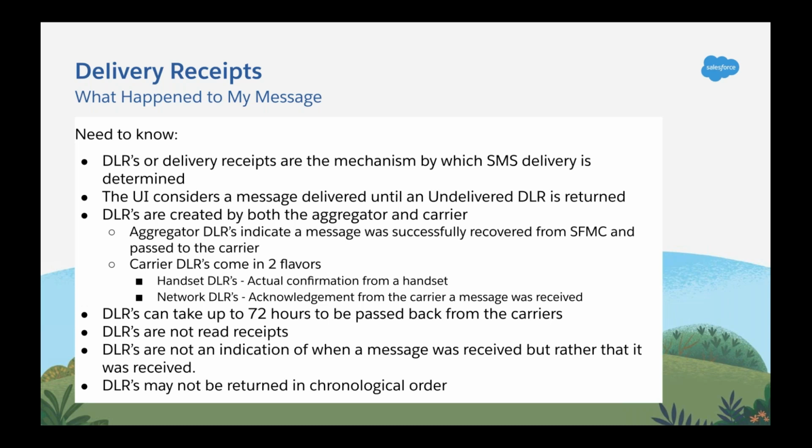The UI in Marketing Cloud will consider a message delivered until we get an explicit undelivered event. That means that if you kick off a send of 1 million messages, while those are en route, our UI will consider them delivered.